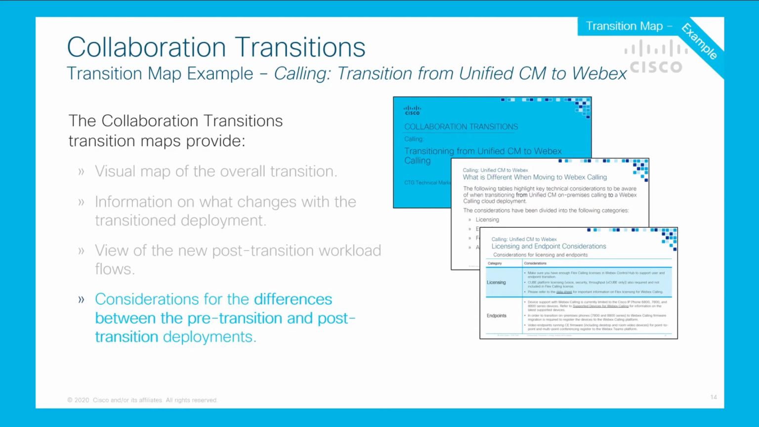Finally, the transition map includes information and considerations for the differences between the pre-transition deployment and the target post-transition deployment. In the case of Unified Communications Manager to WebEx calling transition, this includes licensing and endpoint considerations, as well as others.